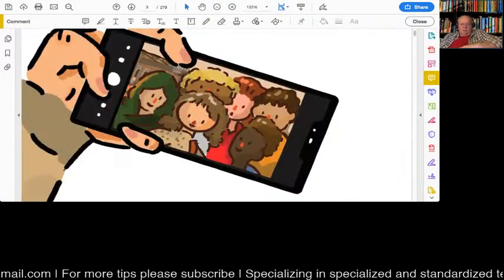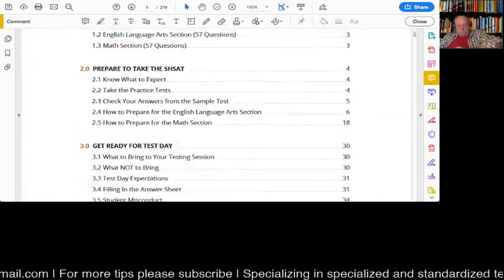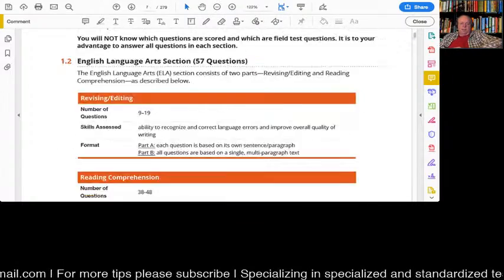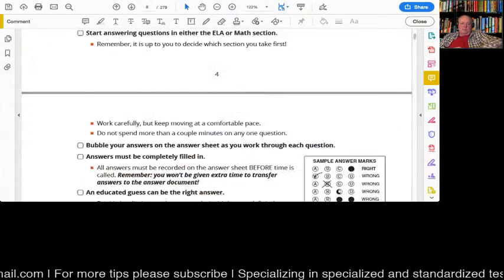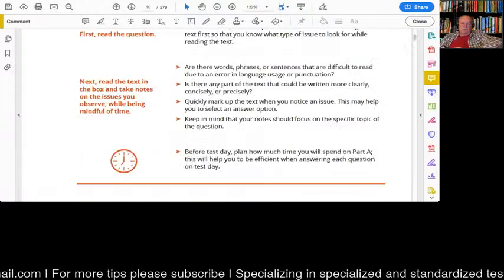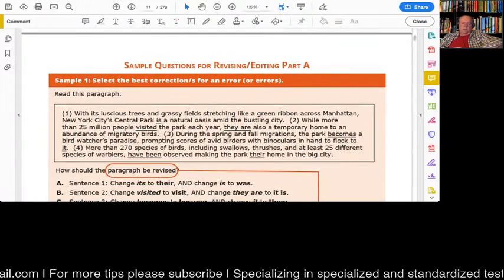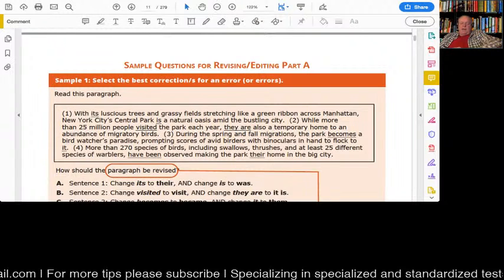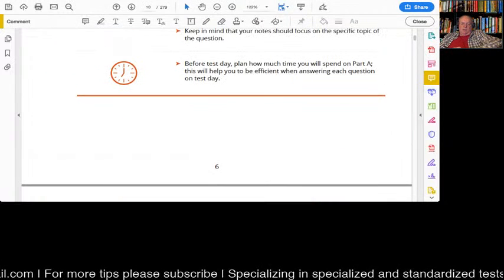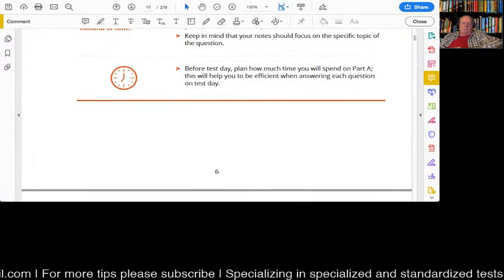I covered a couple of the revising and editing section A sample problems the last time. I also covered some of the details here in some of the first few pages. Don't do the test without ever reading all this stuff. This is up to page 6. Read every page of the SHSAT.